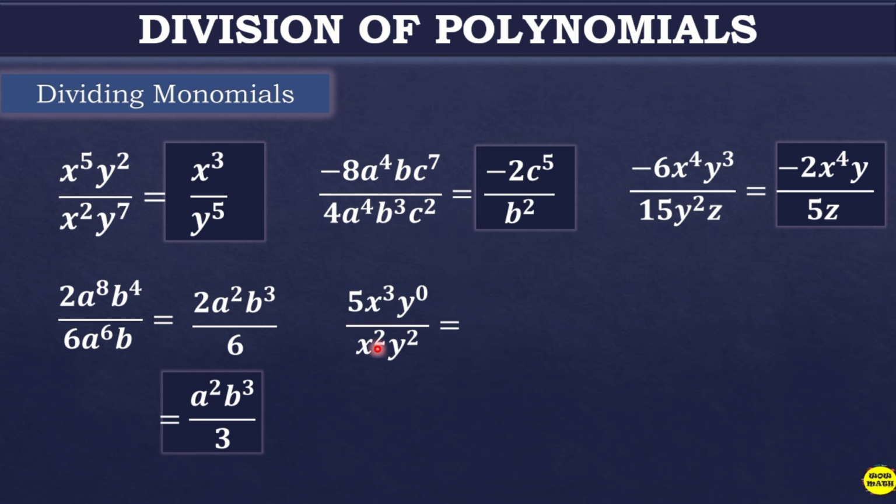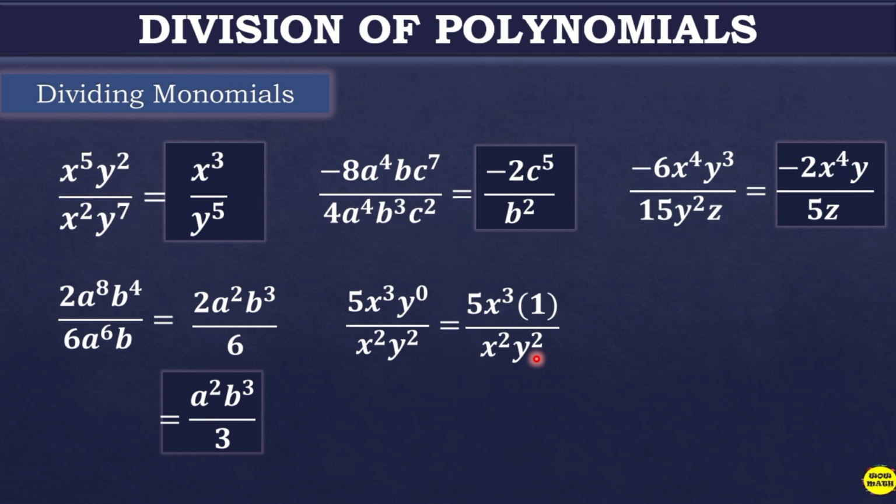Next. So, I have 5x cubed y raised to 0 over x squared y squared. We all know that any expression raised to 0, that is always equal to 1. So para siyang 5x cubed times 1, kasi parang ita-times mo siya sa 1 kasi any expression raised to 0, that is 1. Over x squared y squared.